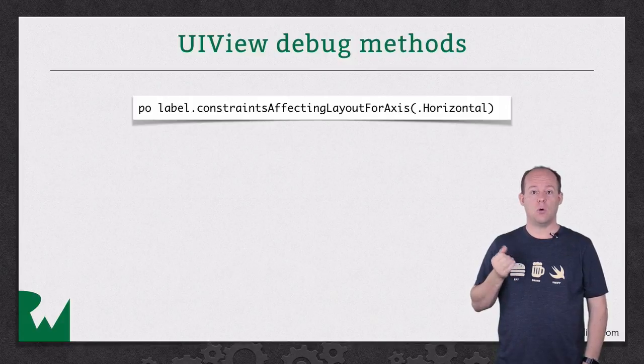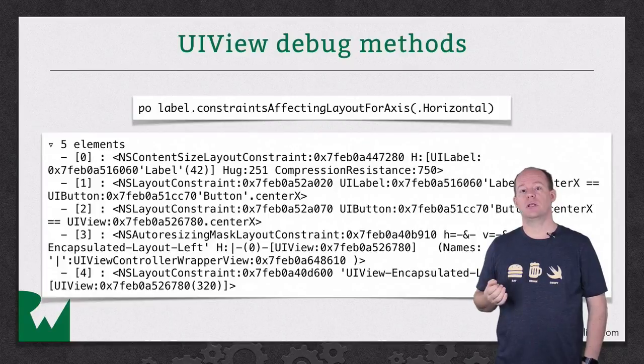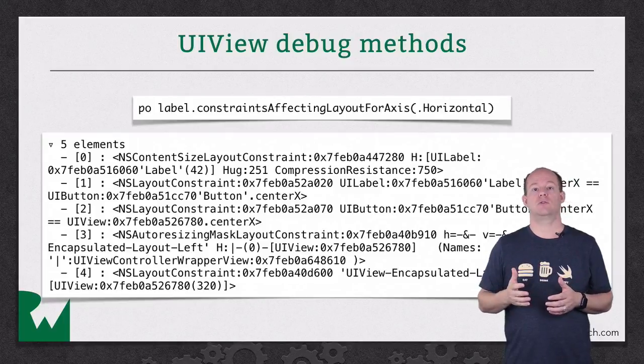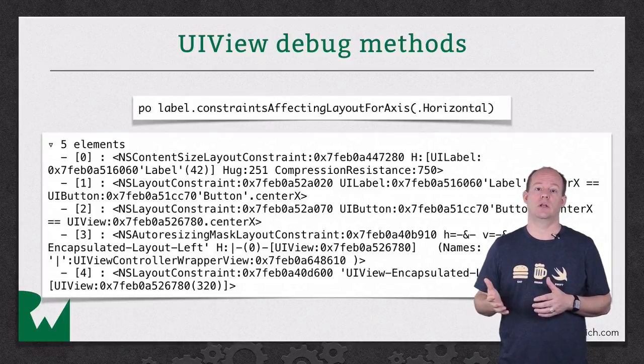You pass this horizontal or vertical for the axis, and it will return an array of all the constraints that are impacting the layout of the specified view in that direction. This is helpful for narrowing down to only the constraints that impact one view in one direction.